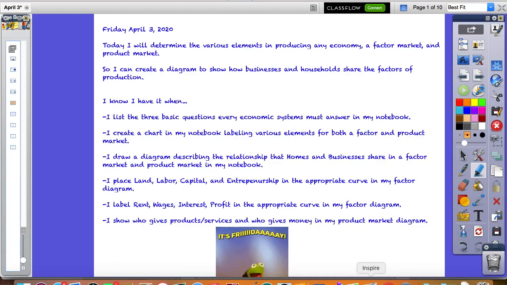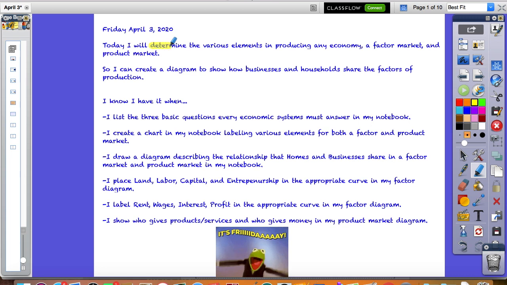So today, I realized that on Fridays, we always had vocab quizzes and an opportunity to work on outside points. I have made today's class not too long as far as notes go, so that you guys can have the opportunity to work on your outside points, keeping with that theme. But as far as today goes, we are going to continue our discussion with economics. And today what we will be doing is I will determine the various elements in producing an economy, a factor market, and a product market, so I can create a diagram to show how businesses and households share the factors of production. These are the learning intentions for today.